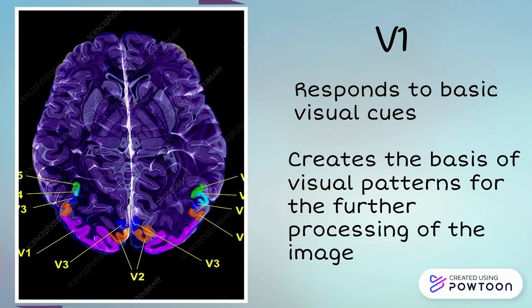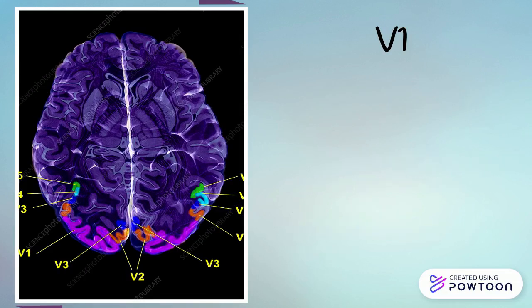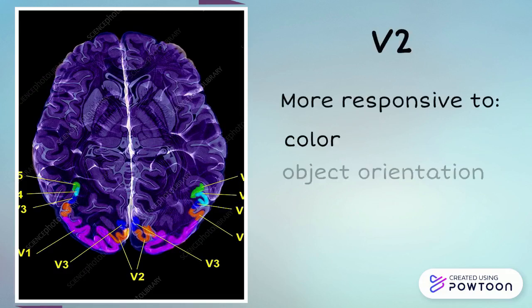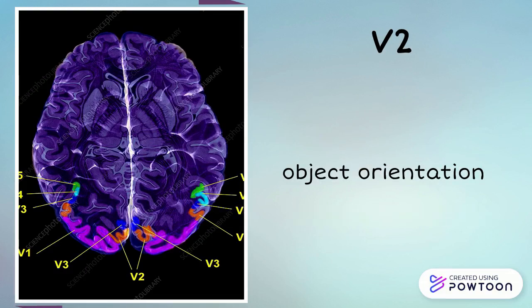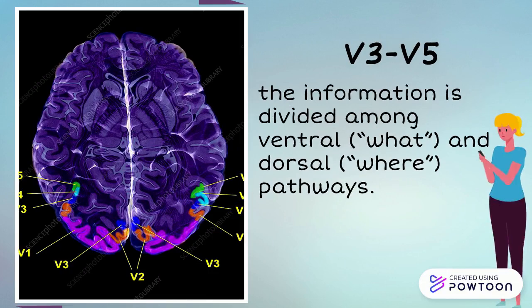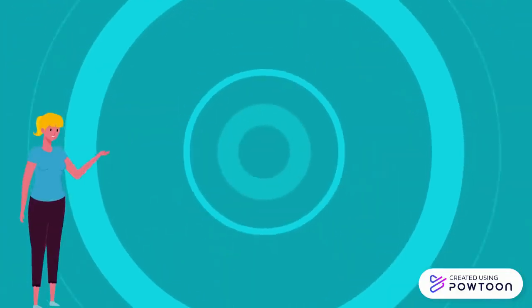V1 creates the basis of visual patterns for the further processing of the image perceived. V2 neurons are more responsive to color, object orientation, and spatial orientation. And from V3 to V5, the information is divided among ventral, or what, and dorsal, or where, pathways.